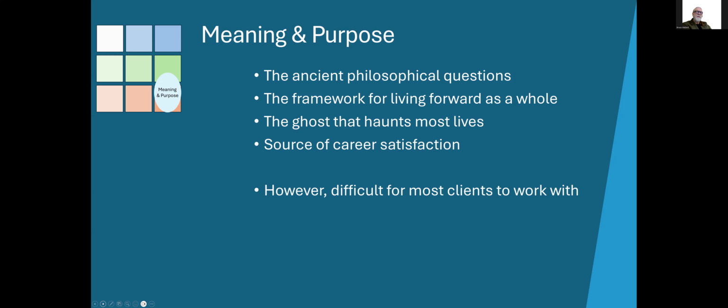And this gets to an interesting issue. I put it down here that it's the ghost that haunts most lives. And there are a couple of reasons for that. One of which is it isn't until you're older, typically in your 60s, that you've had enough life experience to really get a sense of, well, what is my meaning? What is my purpose? I've done enough to get a feeling for it. So when you're younger, you're kind of living in this anxious state where you don't have enough life experience to be able to know what you're really answering.